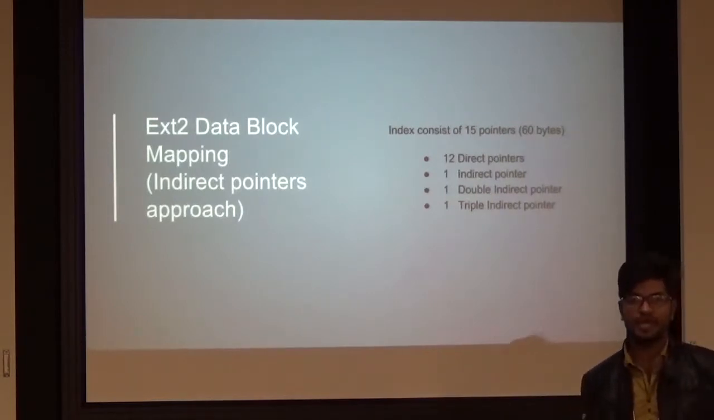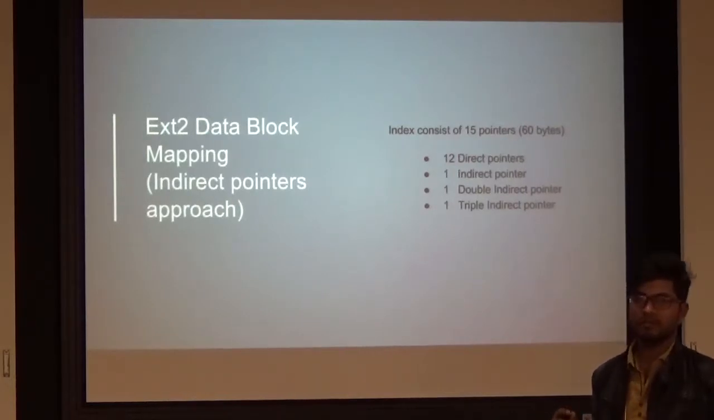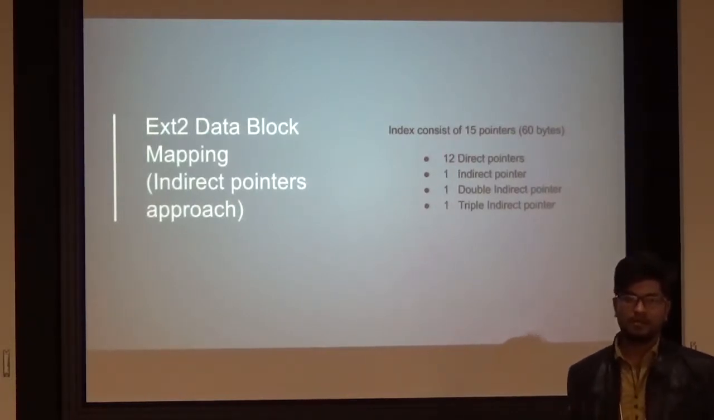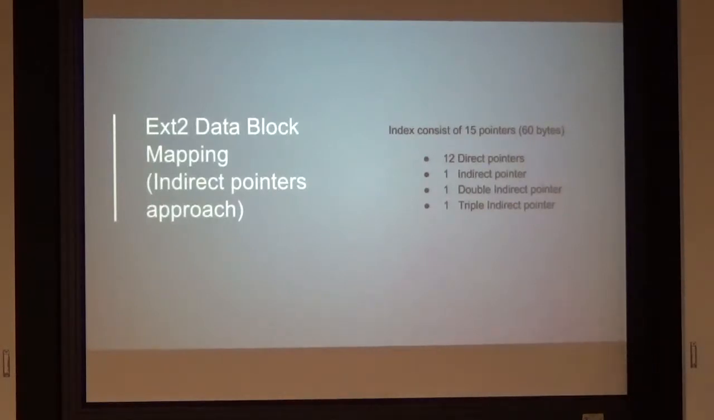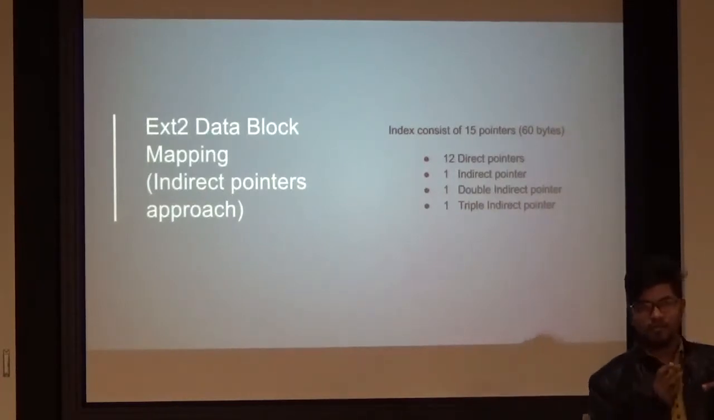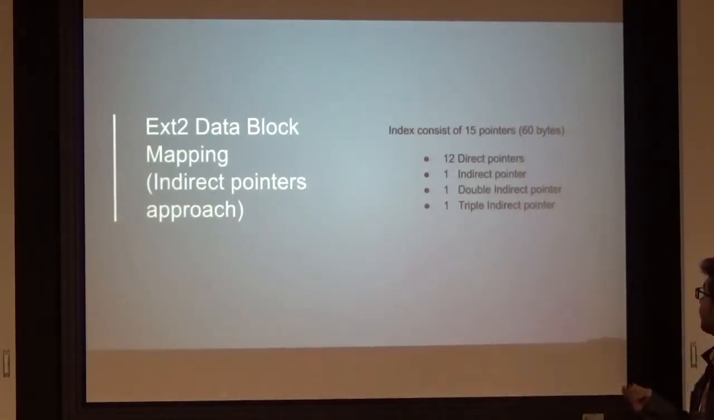and those file data blocks can be composed of millions of pointers, because a file can be of any size, like millions of bytes. So how does Ext2 manage the mapping from logical block number to physical block number in just 60 bytes? It is basically this particular 60 byte field in the inode.